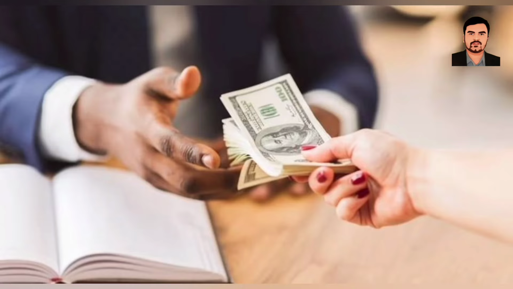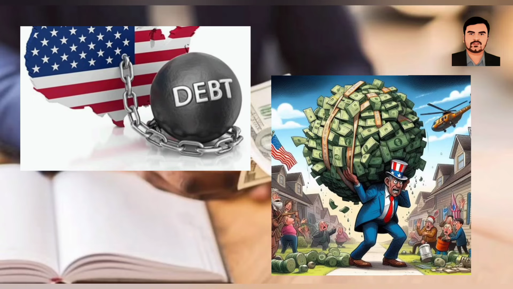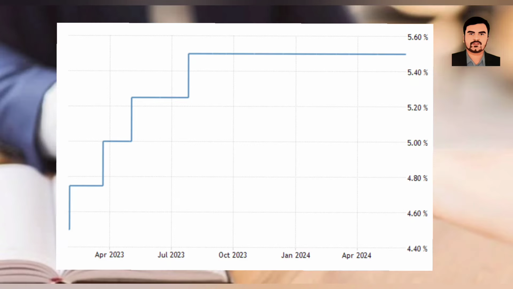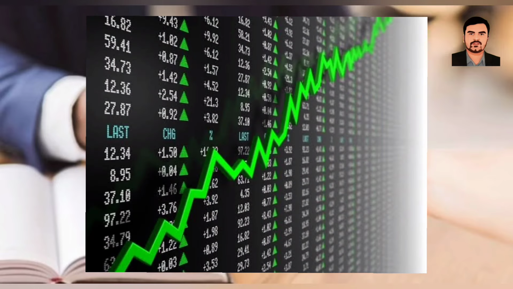Now let's talk about the US debt bubble. Whether it's a bubble or not, we will analyze after we list down all the facts about the debt of the US. So as a fact check, interest rates are at a 20-year high in the US, and they are not going down so soon. The stock market is going up and is at an all-time high. Home prices are also going up, and all the asset prices are surging.